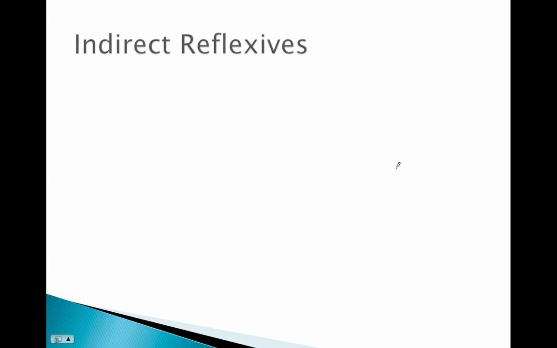Now there's one thing I want to draw your attention to, and that's the indirect reflexive. What you should know is that if the subject appears anywhere else in the sentence, it will be in the reflexive. That's even if it's a subordinate clause. So if the subject shows up anywhere, even in a subordinate clause, we're still going to use the reflexive. This is called the indirect reflexive.